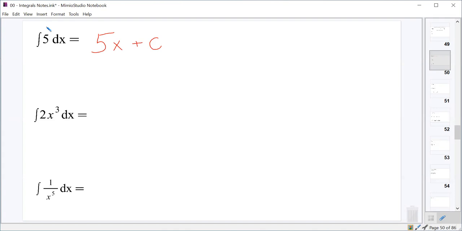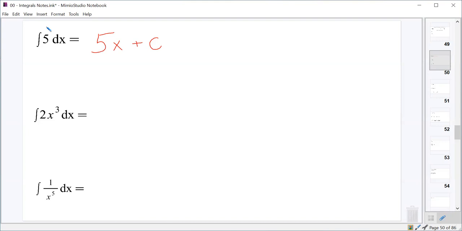So the second one we're going to look at here is the integral of 2x cubed. If this was a derivative, we'd be thinking power rule. Right? And so we're going to do the same thing as the power rule for derivatives, except that we're just going to do it in reverse. What we did with the power rule with derivatives was we multiplied by the power, and then we dropped the power by 1. Well, we're going to do that in reverse.